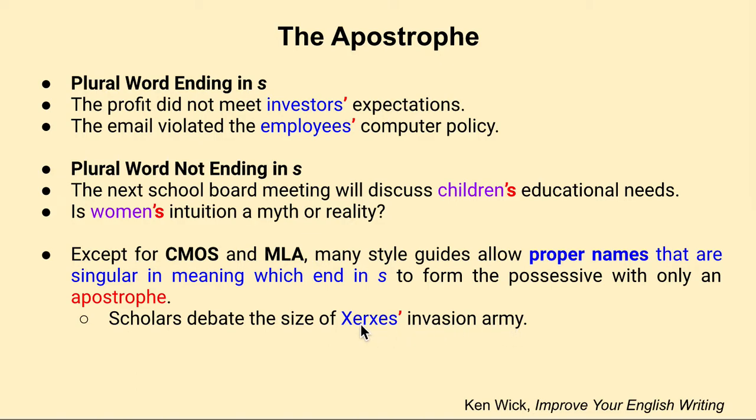So here we have something singular. Xerxes is singular in meaning, ends in S, so many style guides just allow you to write this, because the proper way, and this is the way Chicago Manual of Style or CMOS and the MLA would write this, just so you know, is Xerxes. You'd actually write apostrophe S here if you're doing Chicago Manual Style or MLA. So depending on what style manual you're using, that's just a nuance here.